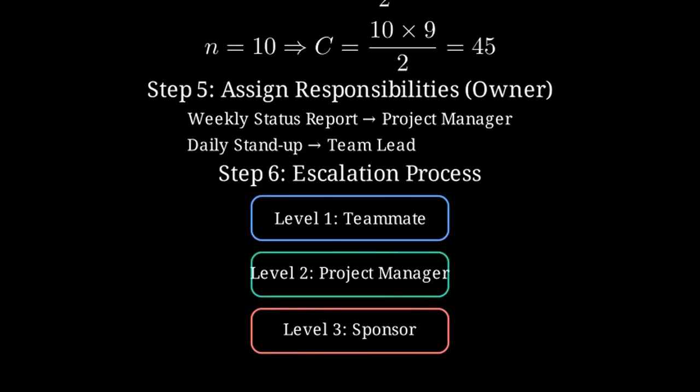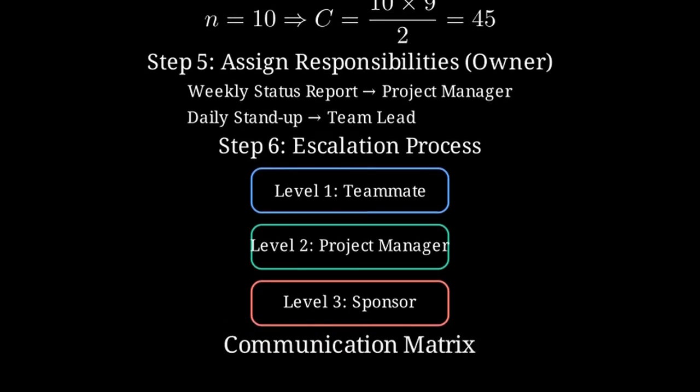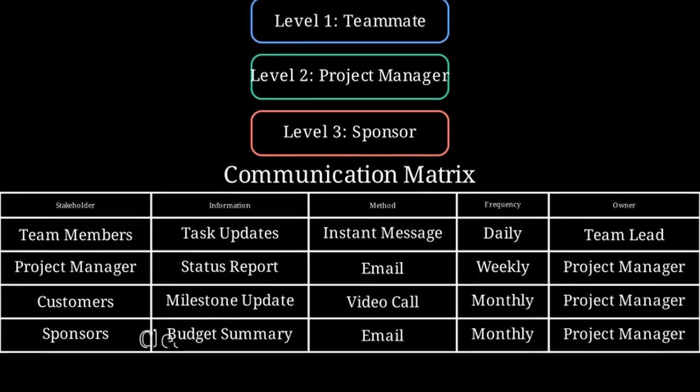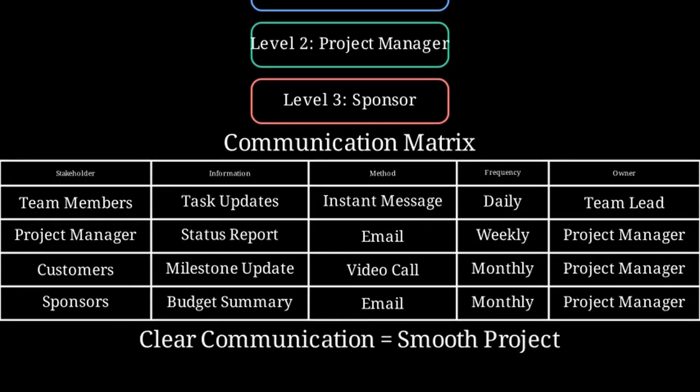Level 1, teammate. Level 2, project manager. Level 3, project sponsor. Finally, let's build a communication matrix. This table summarizes who gets what information, how often, and who owns it. That is your project communication management plan.